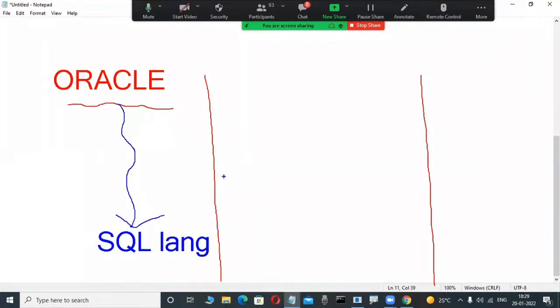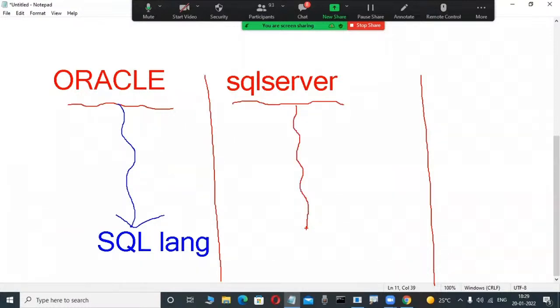Suppose in my company another project is also there. That is also a relational database product, from Microsoft: SQL Server. Some employees are working on the SQL Server product. That is also a database product, like Oracle, but to operate SQL Server they use one language only. What is that language? SQL is a language.